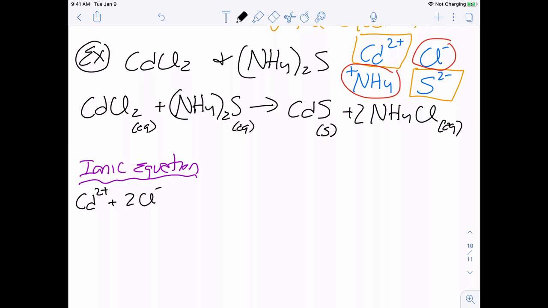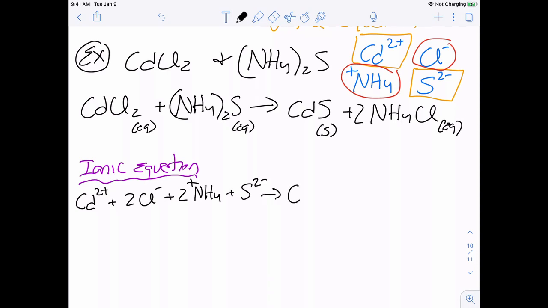Chlorine is diatomic, chloride is not. So I'm not going to write Cl2 with a negative charge. I'm going to do 2 Cl minuses, right? I have 2 chloride ions for every 1 cadmium ion. So we're going to write it that way, 2 chloride for every 1 cadmium. In ammonium sulfide, I have 2 ammonium. So again, that 2 is going to come out in front. So 2 NH4+. And then sulfide has a -2 charge, and there's one of them in that compound.